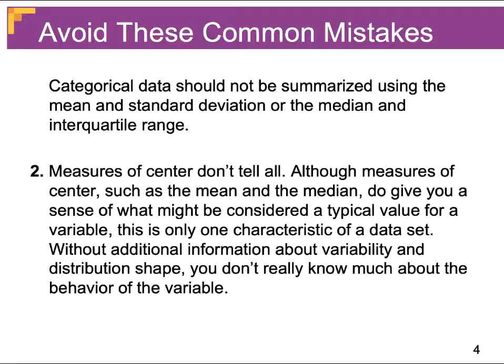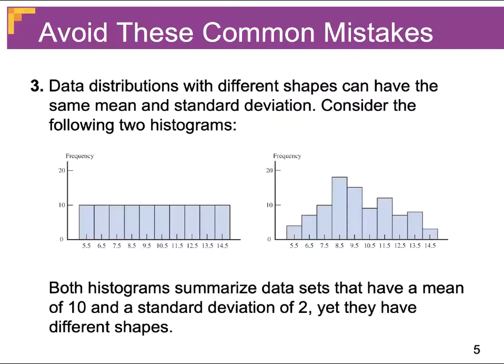When you have categorical data, it doesn't make sense to summarize using the mean, the standard deviation, the median, or the interquartile range. So avoid the temptation to do that. Also be aware that measures of center don't tell us everything. Measures of center, such as the mean or the median, do give us a sense of what a typical value should be, but that's only one characteristic. You really want to know information about the variability and the distribution shape so that you have a better sense of the behavior of that variable.